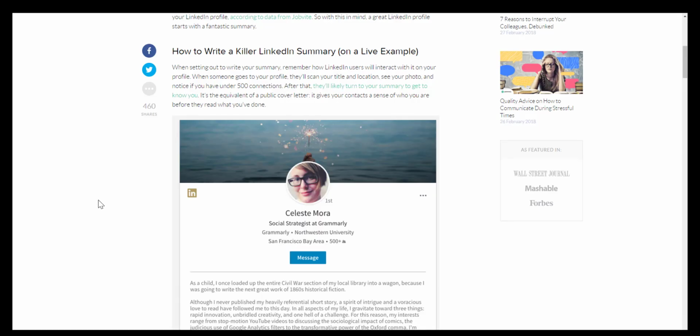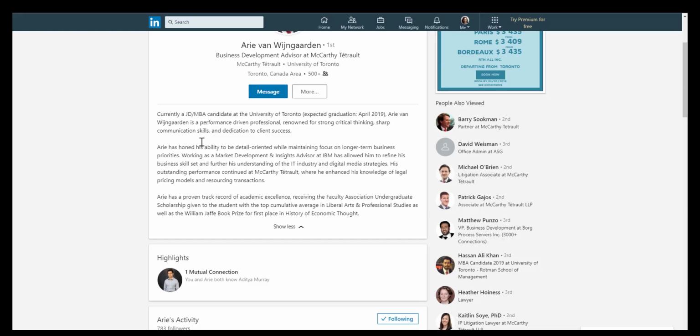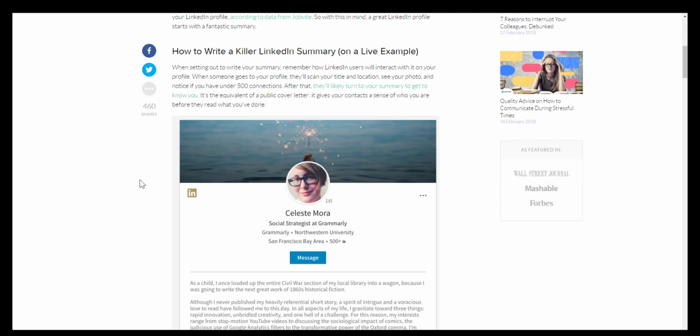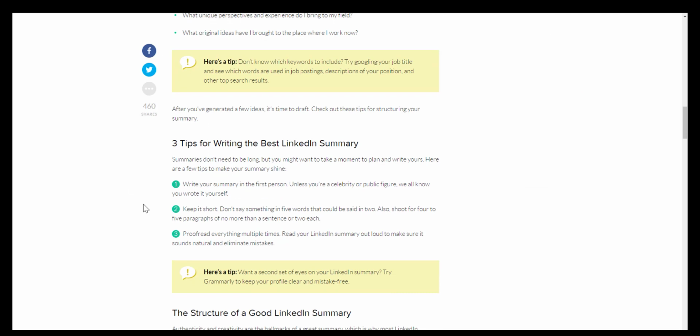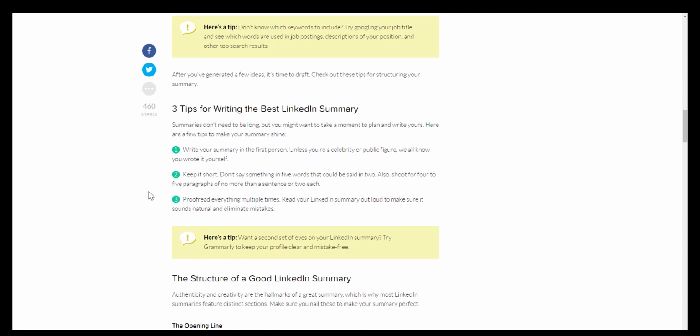Now we're moving on to that summary section. So that is the section here. Here's your name, here's your headline, and then right below is a summary. So I thought this was an interesting article written by Celeste, who works at Grammarly, where she's outlining the 3 tips for writing the best LinkedIn summary.